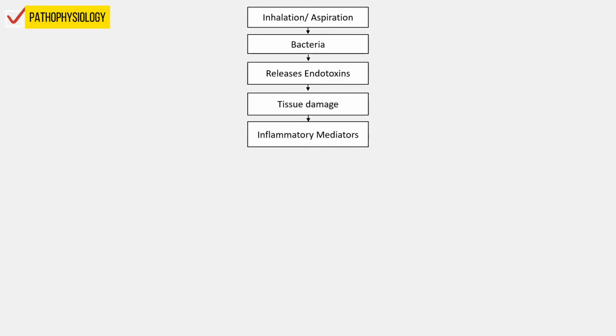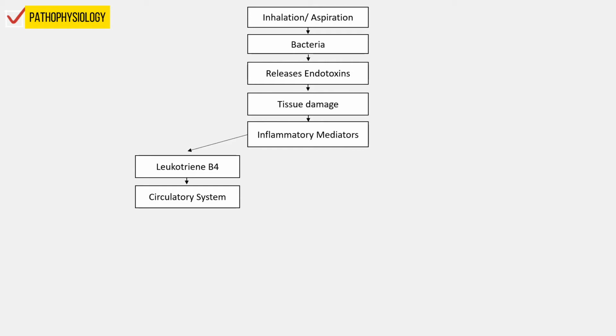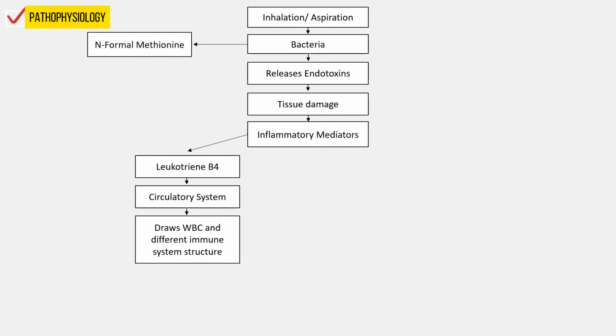So first we have the leukotriene B4. This leukotriene B4 goes to the circulatory system and acts as a chemotaxis that draws WBCs and other immune system structures to where the infection is occurring. It is very important to fight back the infection. Also, bacteria have particular amino acids that we don't have. So humans do have methionine, and bacteria have this formyl methionine. What this formyl methionine does is that it also goes to the circulatory system and causes chemotaxis.